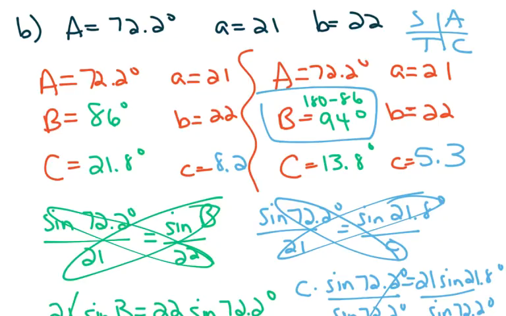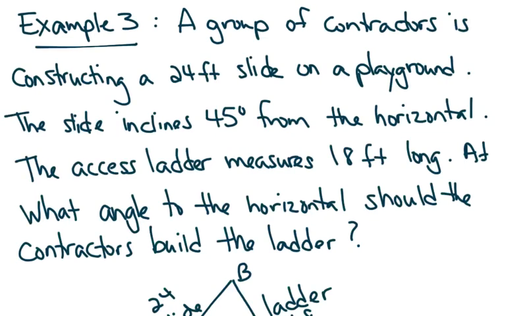The second solution will be 180 minus the first answer you got, because the first answer you got is a reference angle. Example 3. A group of contractors is constructing a 24-foot slide on a playground. The slide inclines 45 degrees from the horizontal. The access ladder measures 18 feet long. At what angle to the horizontal should the contractors build the ladder?